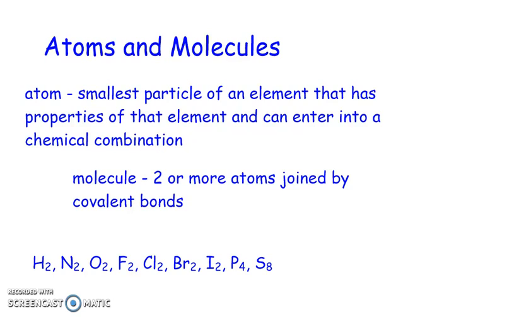For example, the diatomics that we learned last year, hydrogen, nitrogen, oxygen, fluorine, chlorine, bromine, and iodine, come as two atoms bonded together to form a molecule, even though they're still elements because it's the same type of atom bonded to itself. Two others that we'll be looking at this year are phosphorus, which comes as 4 atoms bonded together, and sulfur, which often comes as 8 atoms bonded together.